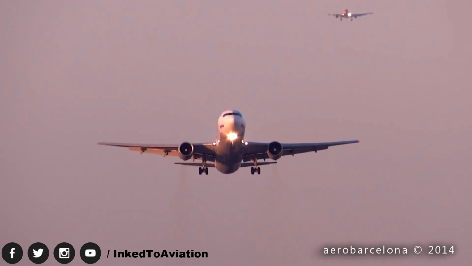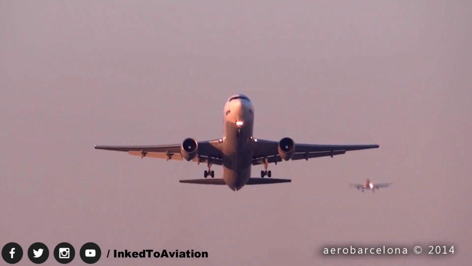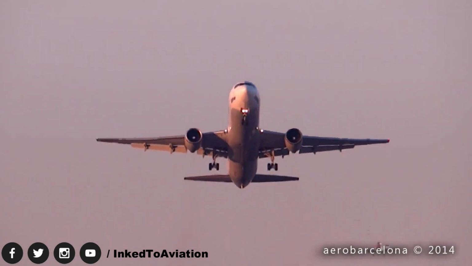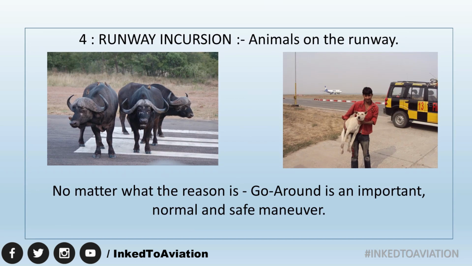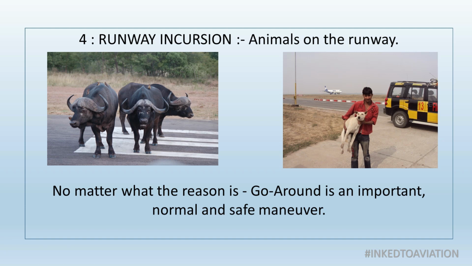But does this mean runways are always occupied only by aircraft? No. Runway incursions can also happen due to animals on the runway. Guys, there are airports in remote areas where animals like buffaloes and dogs show up. There have even been incidents in Australia and Florida where alligators were found on the runways, which have caused go arounds. However, no matter what the reason is for a go around, it is an important, normal and very safe maneuver if executed correctly.